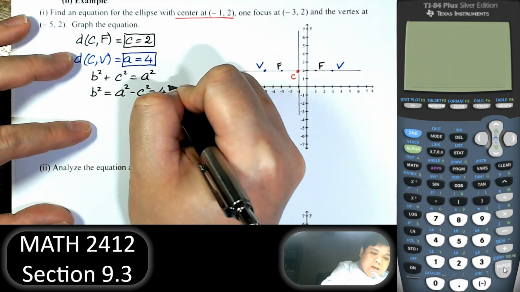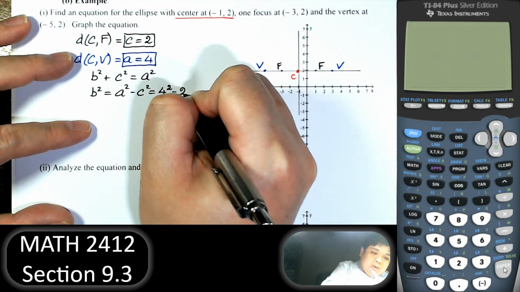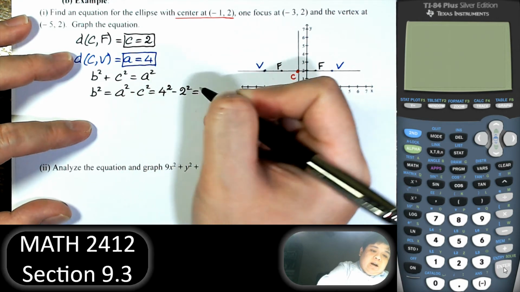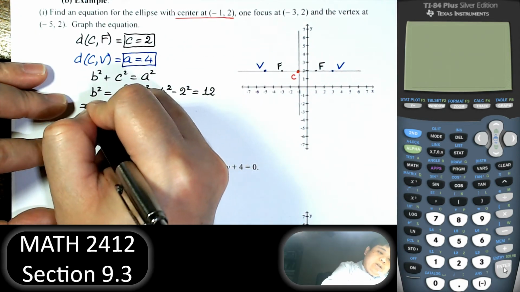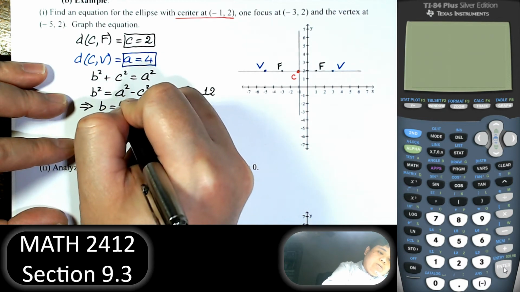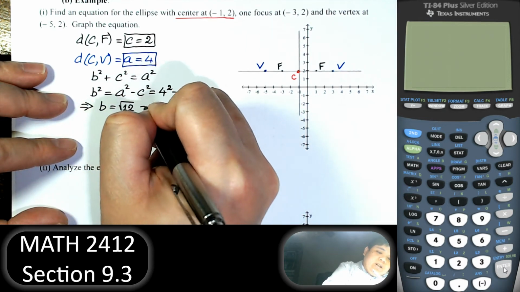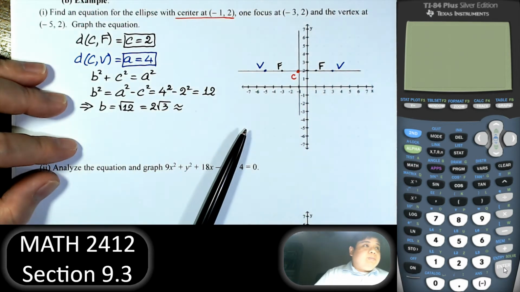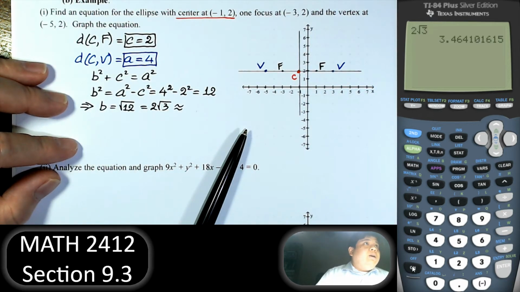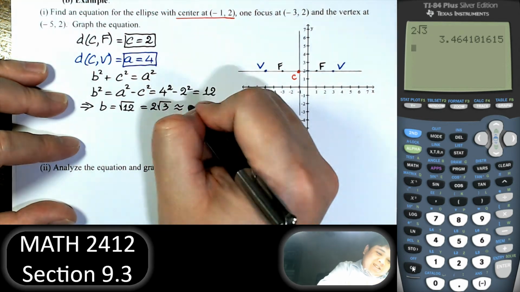A square minus C square. 16 minus 4 is 12. So B square is 12. So B is square root of 12. We did earlier 2 square root of 3, or about 3.46.